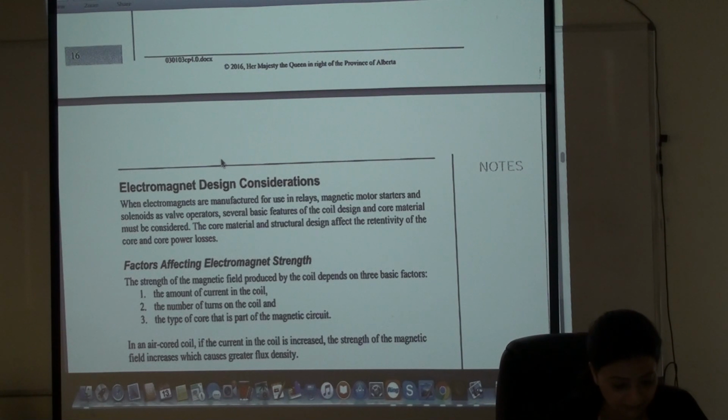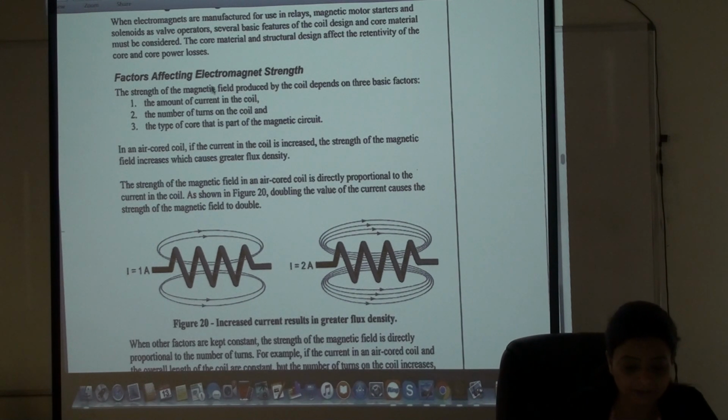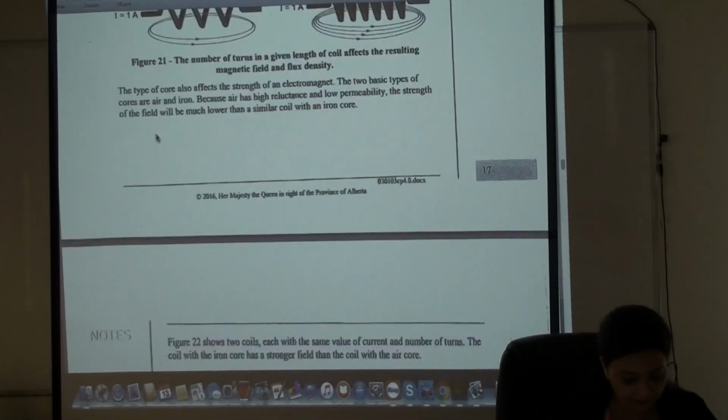Now he says electromagnet design considerations. What that means is you're designing an electromagnet. Whether it will have a stronger field or a weaker field depends on these 3 factors. So highlight the amount of current the coil is carrying, how many number of turns it has, and what is the type of the core. Depending on whether it's soft iron, hard iron, steel, the intensity of the magnetic field will be different.